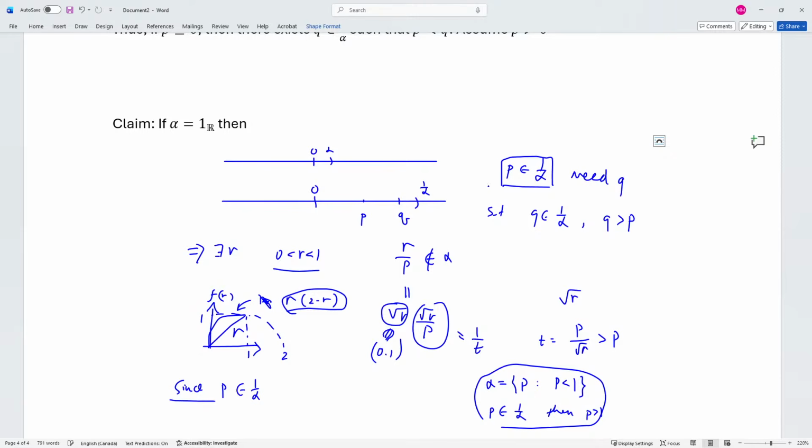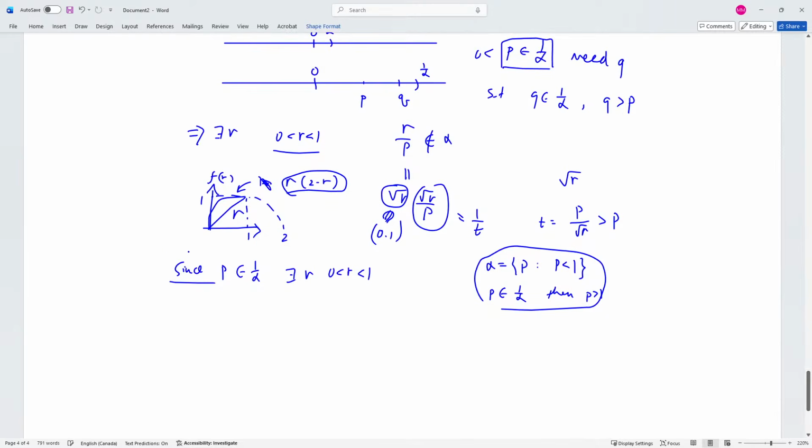We already assume p is positive, by the way. p negative is trivial. Since p is in 1 over alpha, there exists r between 0 and 1, okay, this is the relatively more polished proof, such that r over p is not in alpha.